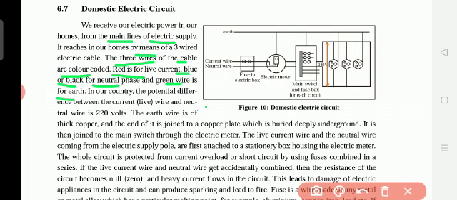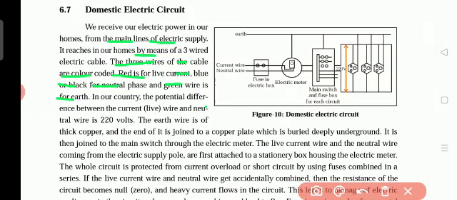Why should we give a connection to the earth also? Because if there is higher voltage, extra electricity, then without damaging our appliances it goes back through the green wire, so it saves us somewhat.